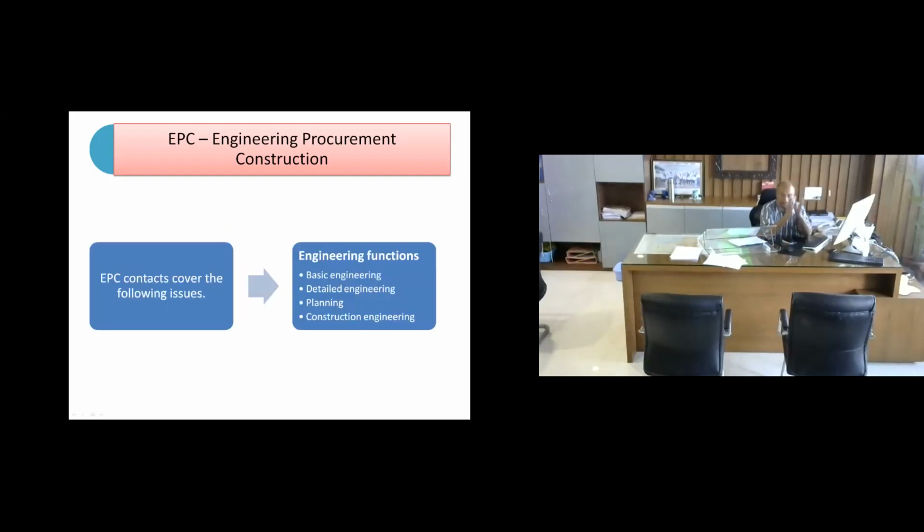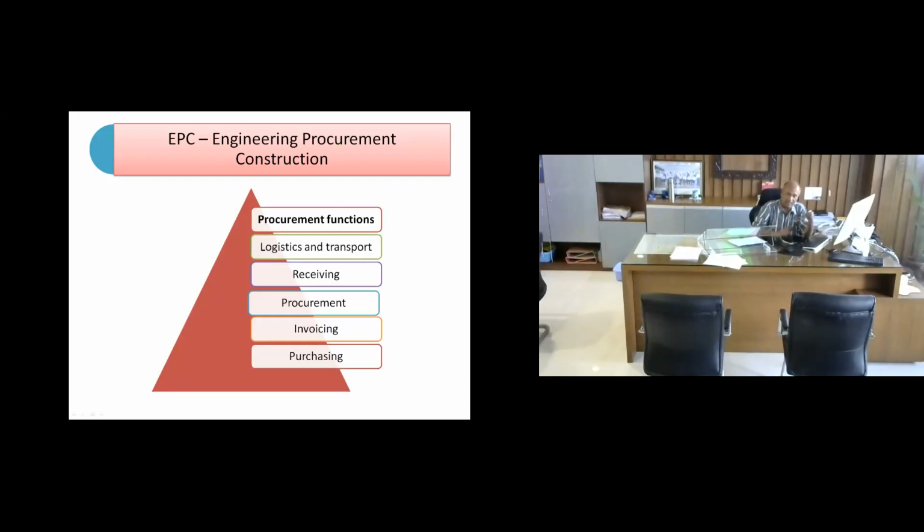Okay, so EPC is basically engineering, procurement, construction. An EPC contract has different aspects, like engineering functions: basic engineering, like a concept of the project, detailed engineering where you go for detailed design and drawing, then planning how the project is to be executed, then construction engineering. That means you have to take care of construction phases.